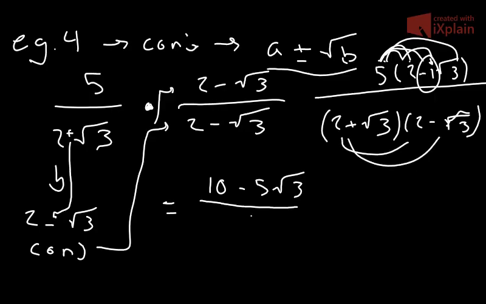And then on the denominator, once we FOIL all this out and we simplify it, we're going to end up getting 1 on the denominator. So, since it's 1, we don't really need a denominator, so our final answer will just be 10 minus 5 root 3.